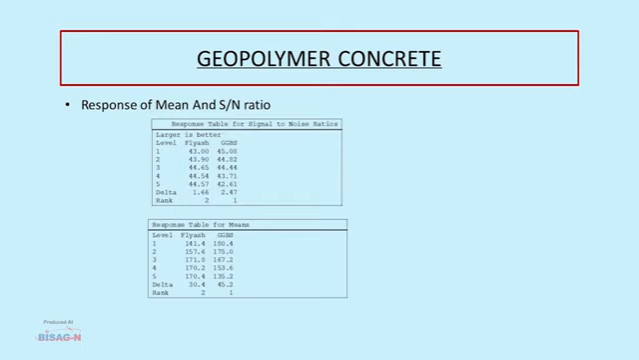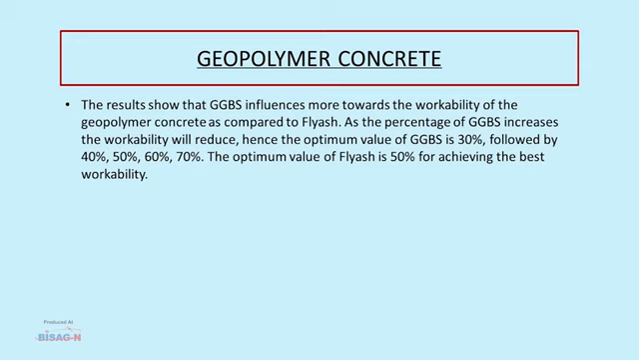And the signal to noise ratio response shows that GGBS plays an important role as compared to fly ash in getting a better slump value. Thus, the result shows that GGBS influences the workability more as compared to fly ash, and as the percentage of GGBS increases, the workability will reduce. Hence, the optimum value for GGBS is 30%, followed by 40, 50 and 60 percent, and the optimum value for fly ash is 50% for achieving the best workability.